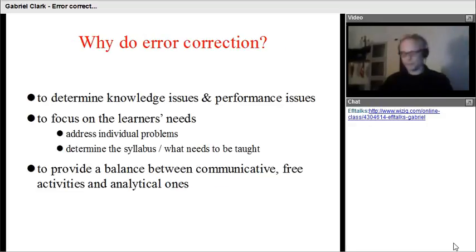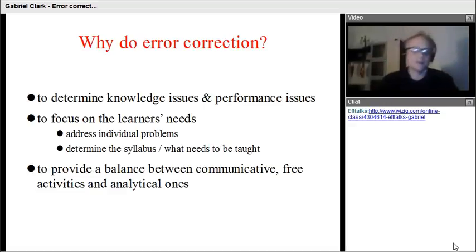Why do we do it? Why bother with error correction? The first point I'm making here is probably the most important one. We do this because it's very important for teachers to know what the issues are with their students. When they speak and create an incorrect utterance, is this because it's a knowledge issue or performance issue? If, as a teacher, you don't know which one it is, how can you help the student? You need to know this to act and to decide what to do next.